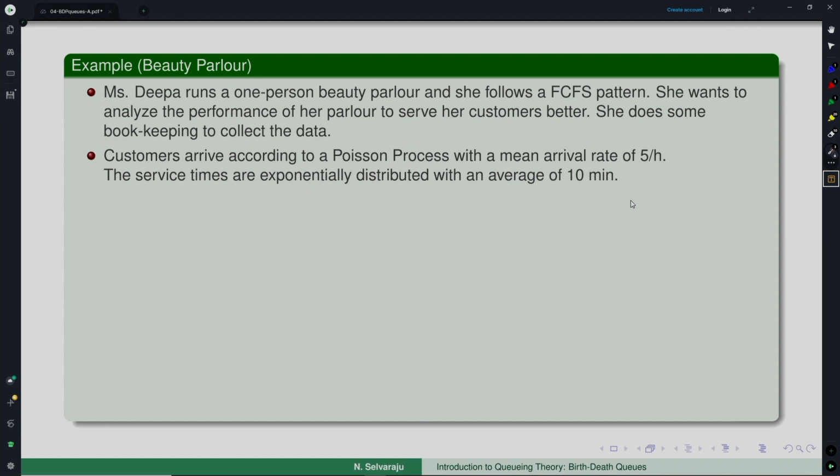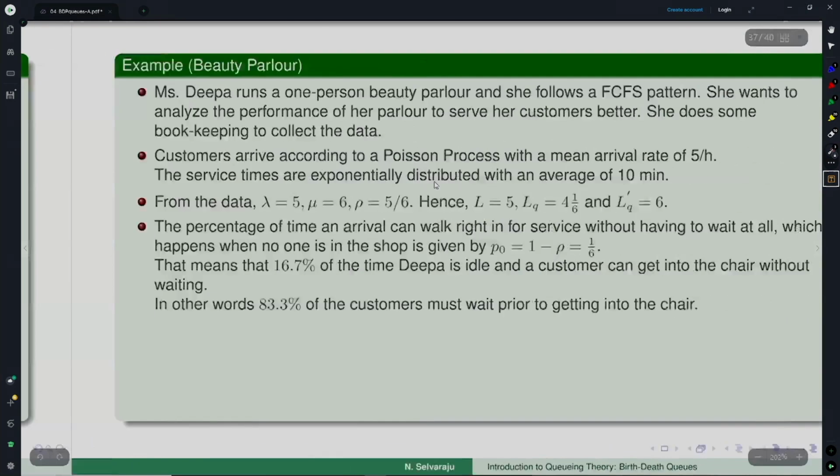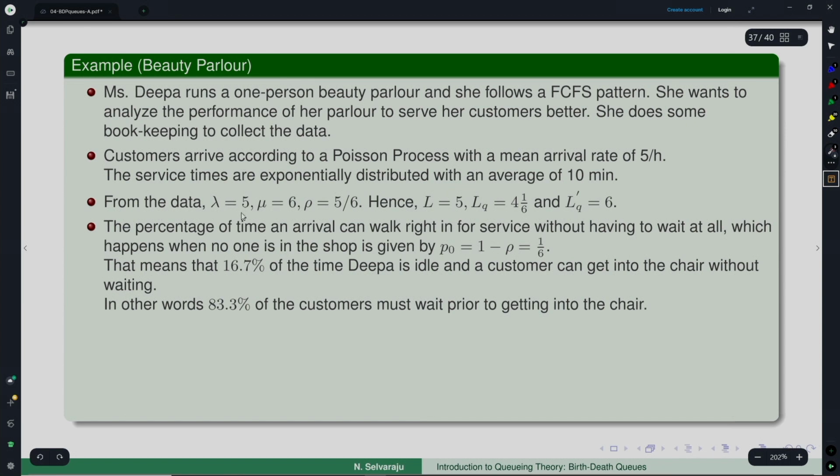So, single person, so single server queue, Poisson process arrival and exponentially distributed service time is what is required. Somehow, from the data, this is what you get to know. Now, from the data we can see that lambda equal to 5, it is 5 per hour, mu is equal to 6 because each one takes 10 minutes. So, in an hour it is 6 per hour. So, mu is equal to 6.